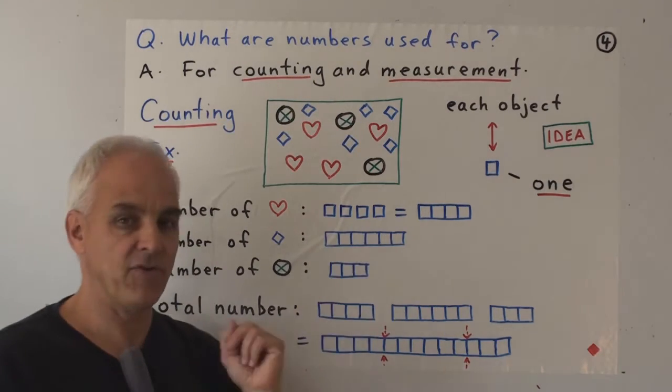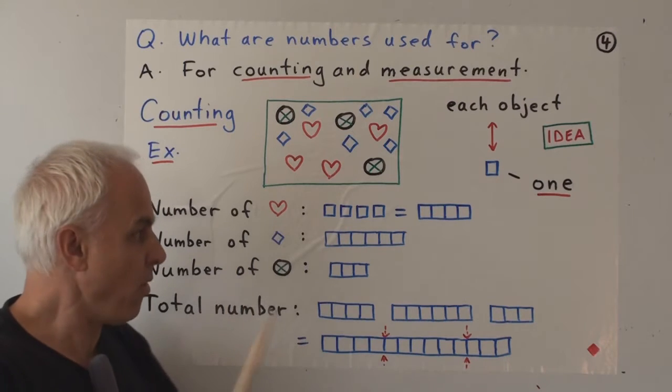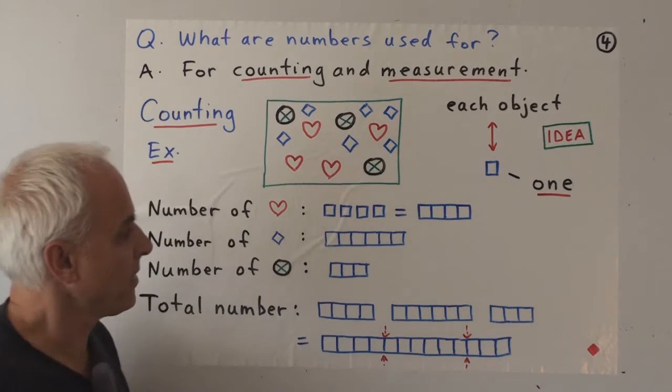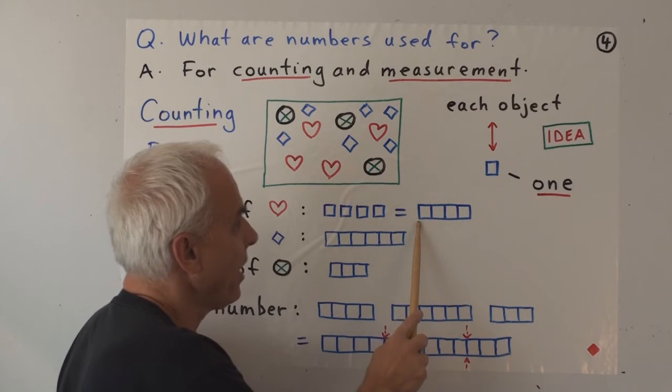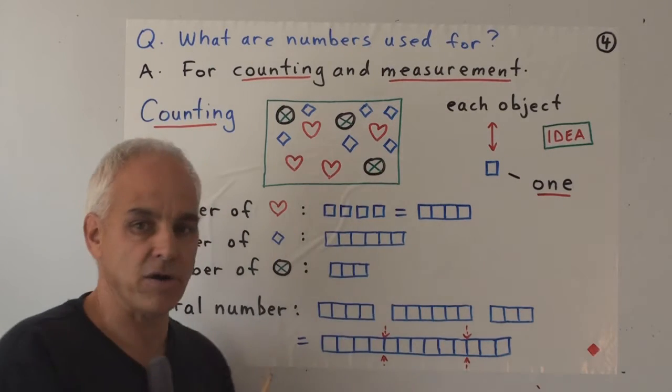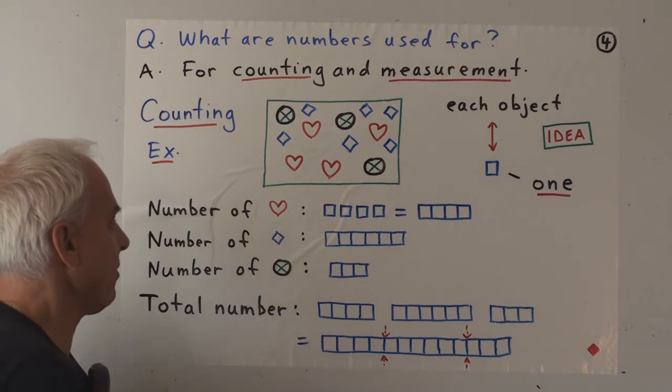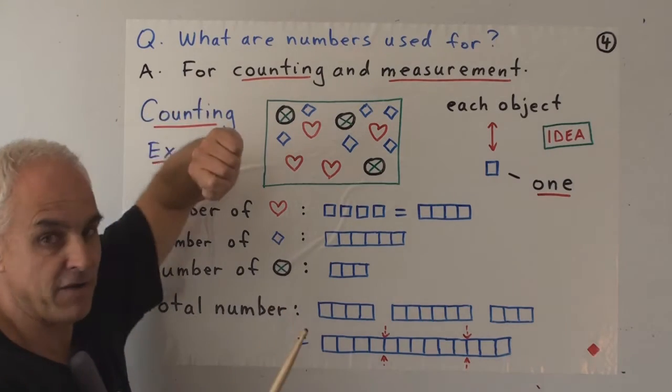And then we put the cells together because we want to have a row. We get this rectangle. So this is a number that represents the hearts in the box. Well, how about diamonds? Well, it's the same kind of idea.